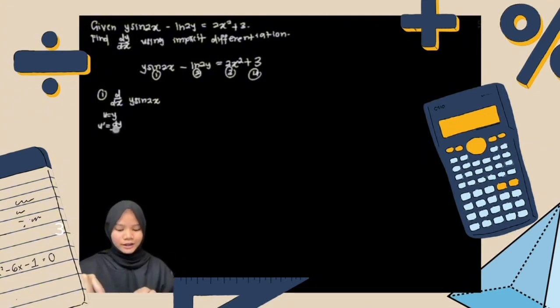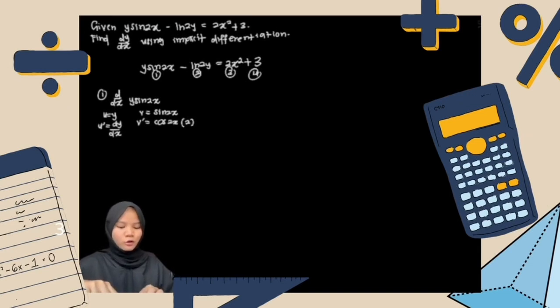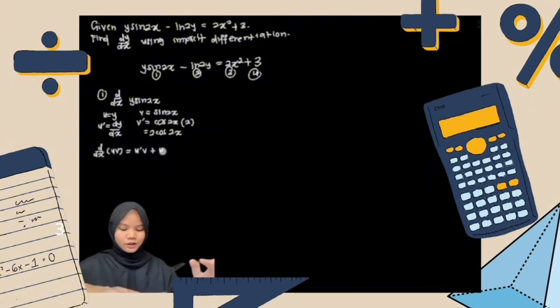The derivative of y is dy over dx because y is an implicit function. So, u prime is dy over dx. Next, we need to find v prime. So we differentiate sin 2x using chain rule. Derivative of sin is cos. Then multiply by derivative of 2x, which is 2. So the derivative becomes 2 cos 2x. So v prime is 2 cos 2x. Now, we need to substitute it into the product rule formula. The derivative of y sin 2x becomes dy over dx sin 2x plus 2y cos 2x.